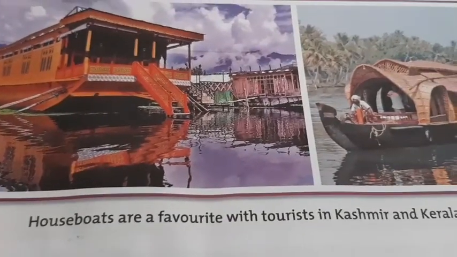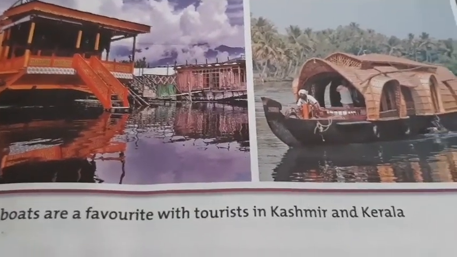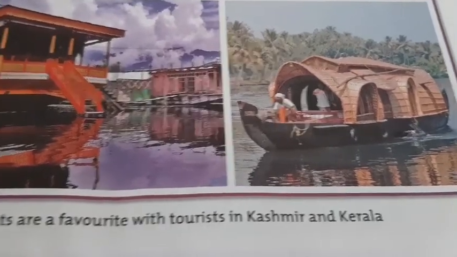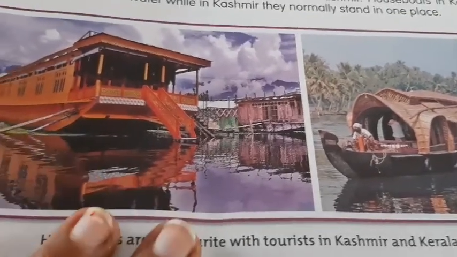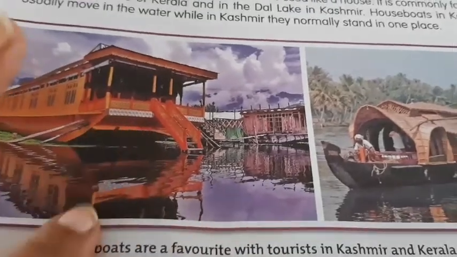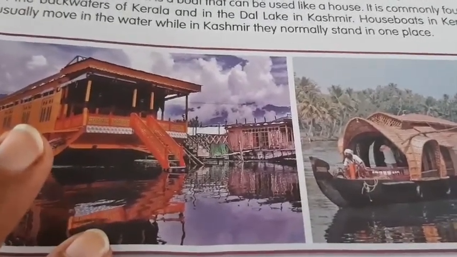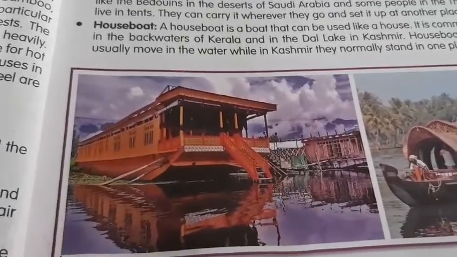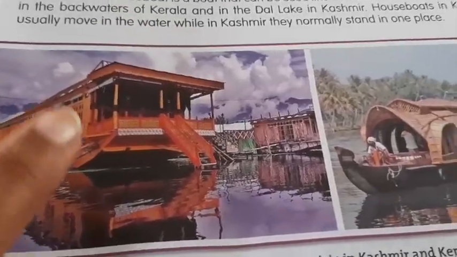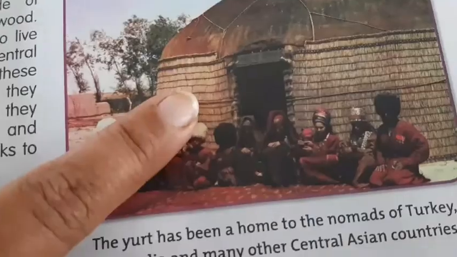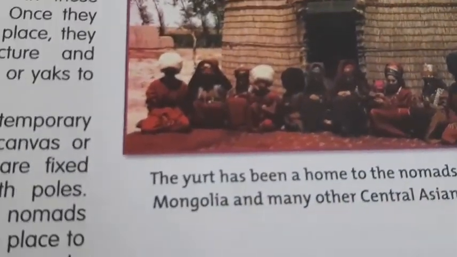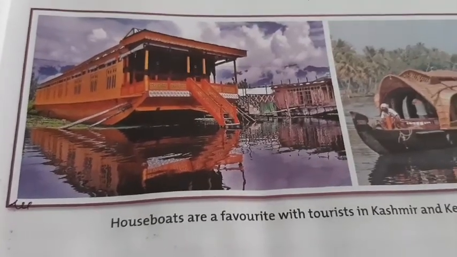Houseboats are a favorite with tourists in Kashmir and Kerala. We all love to sit in a houseboat, it seems. Tourists come and sit in this houseboat. So children, in today's topic we have studied that we have different types of houses. Stilt house, houseboat, tent, yurt, and igloo. What are all these, children? We have seen that these are all different types of houses.